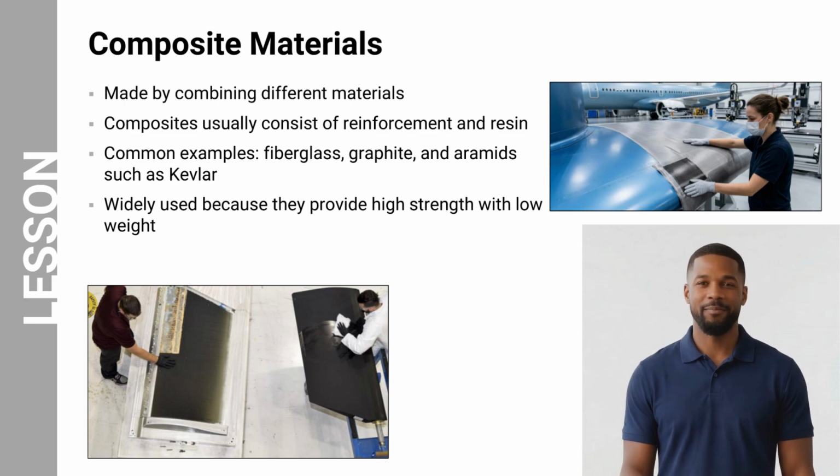Now let's move into composite materials, which are widely used in modern aircraft. A composite is formed by combining two or more different materials to achieve improved properties. In aviation, composites typically consist of reinforcement materials such as fibers, combined with a resin that binds them together. Common examples include fiberglass, carbon fiber, and Kevlar. These materials are widely used because they provide high strength while maintaining low weight. The images shown here illustrate composite layup and manufacturing processes used in aircraft structures.